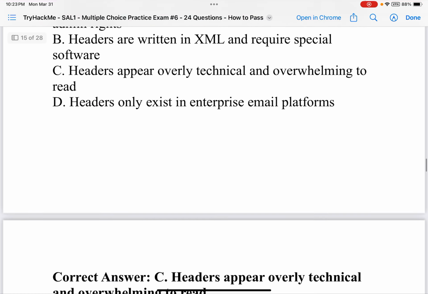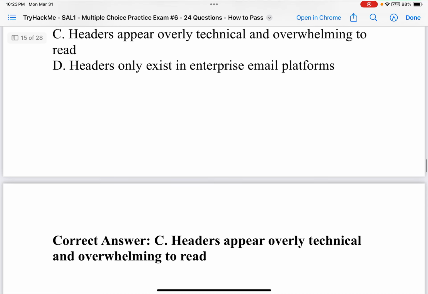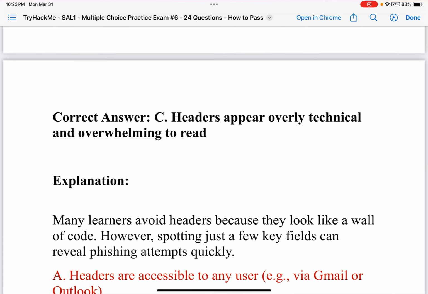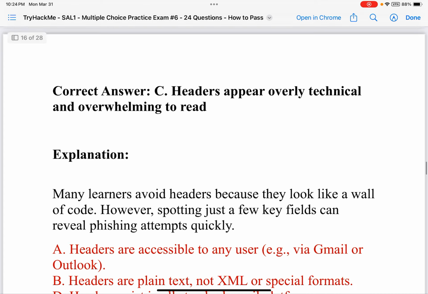The correct answer is C. Headers appear overly technical and overwhelming to read. Explanation. Many learners avoid headers because they look like a wall of code. However, spotting just a few key fields can reveal phishing attempts quickly.